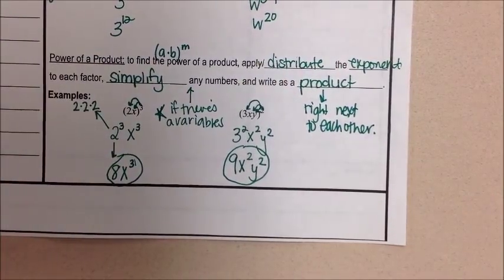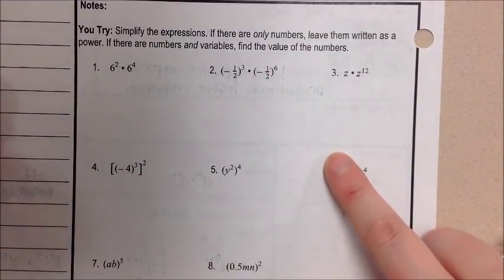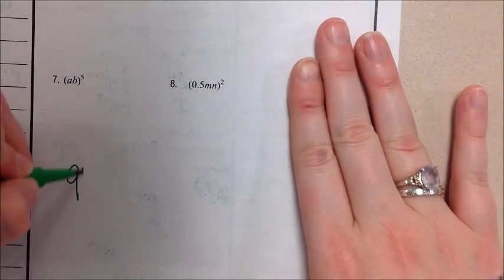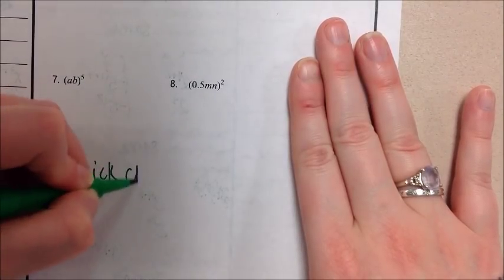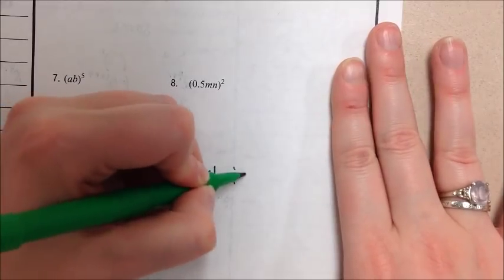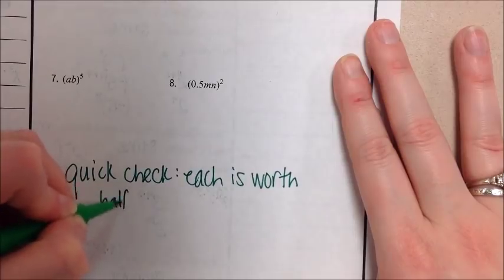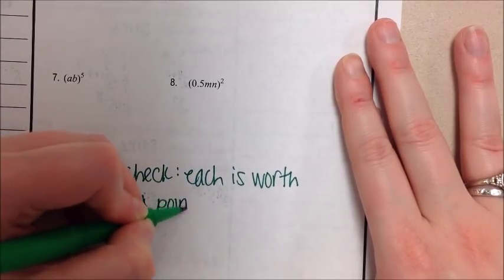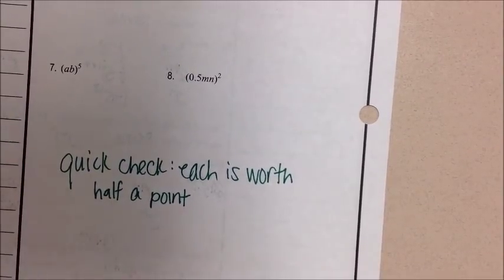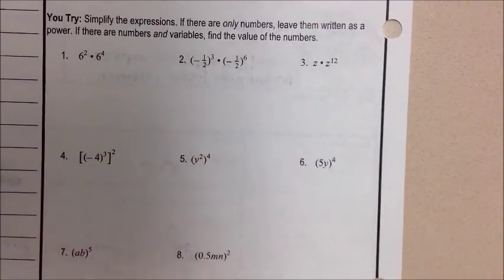So now you're going to go do all these U tries. And then when you do your quick check tomorrow, when you grade these in OneNote, each is worth half a point. So you might be able to give yourself 2.5 or something like that if you get 5 of them right. So you're going to do all these U tries now.